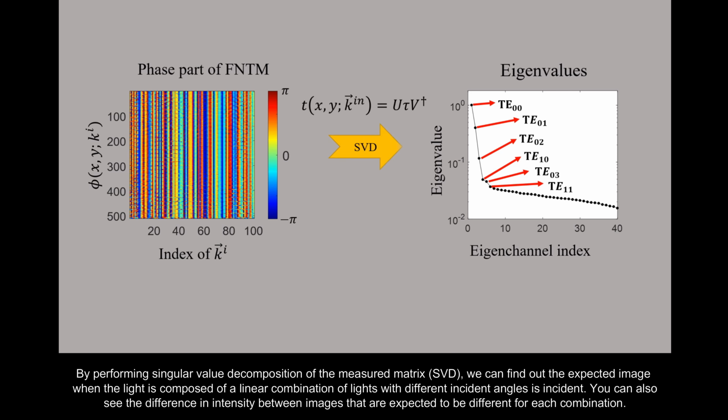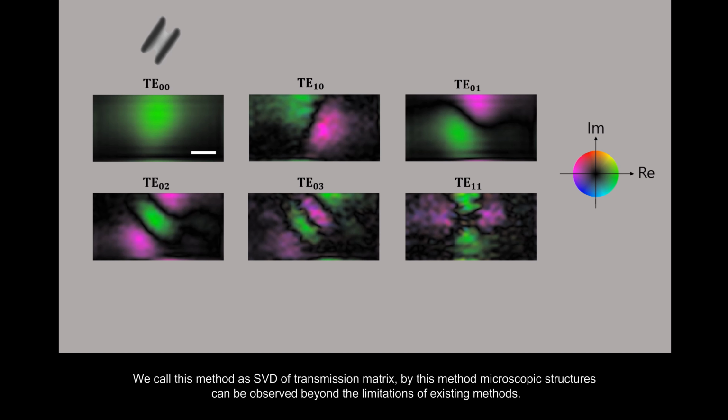You can also see the difference in intensity between images that are expected to be different for each combination. We call this method SVD of transmission matrix. By this method, microscopic structures can be observed beyond the limitations of existing methods.